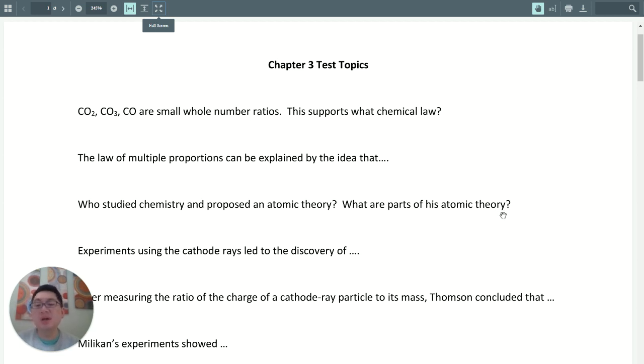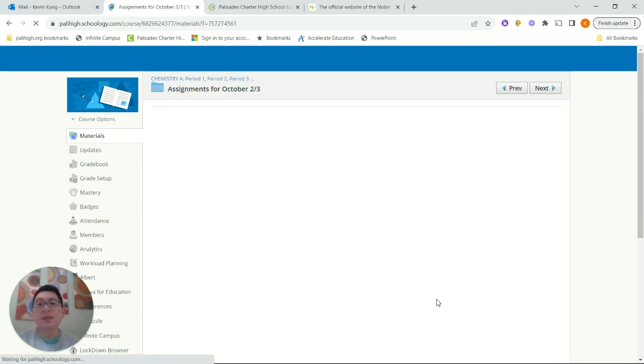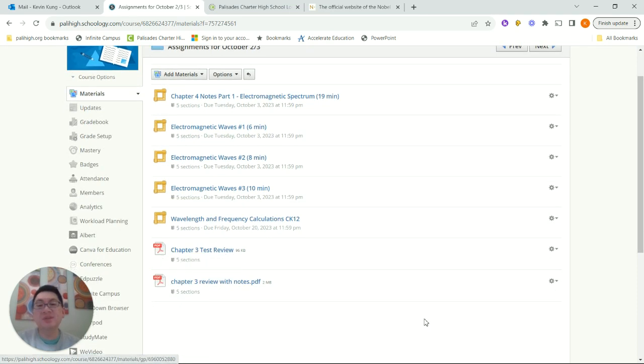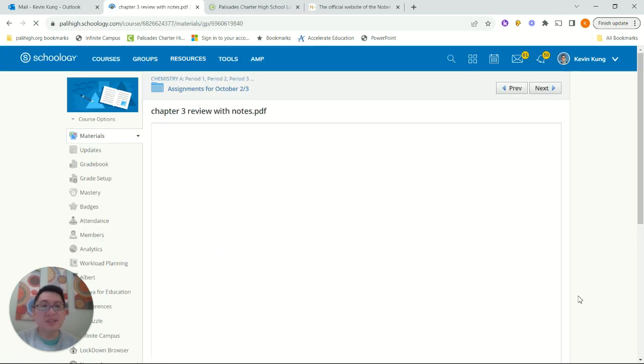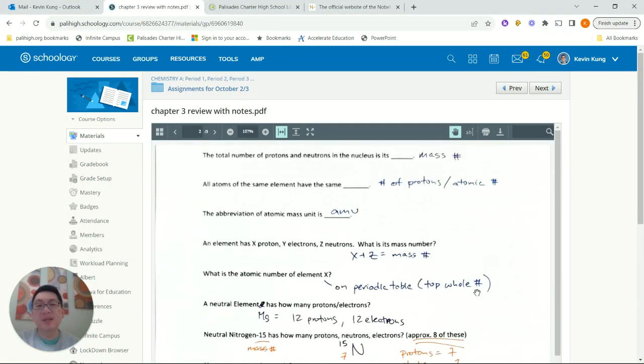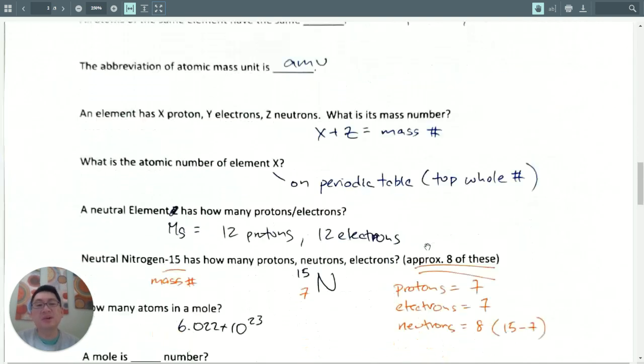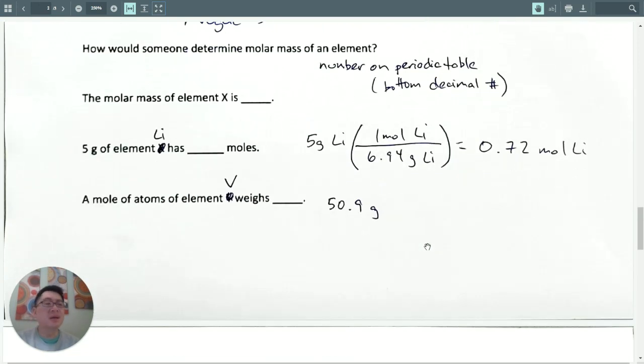But so those are these test topics. So in today's folder, the test topics, chapter 3 test review. I also have this chapter 3 review with notes. This I did in 246, basically, well, Monday. So this is the same thing except I wrote on it. So abbreviation for atomic mass units is AMU. Element has X protons, Y neutrons, Z neutrons. What is the mass number? Which is X plus Z. So this is actually stuff I wrote in class on the 246 day, which was Monday.